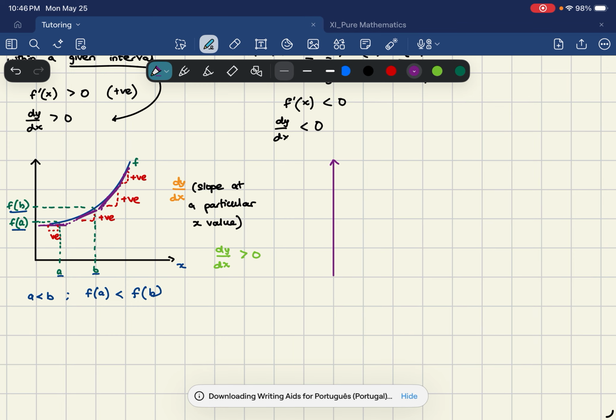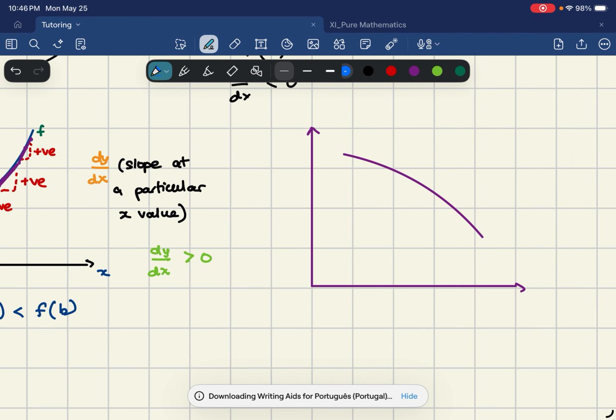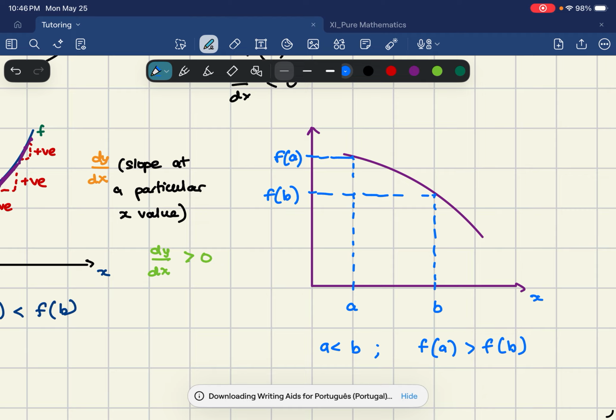So if I draw the axes here, let me draw a decreasing function, something like this. And now you can check, right? You check 2 points, A and B. And you see that for A less than B, because it's on the positive x-axis, you have f of A bigger than f of B. All right.